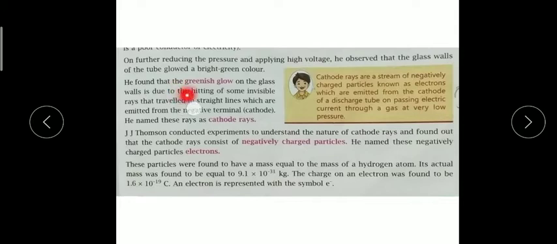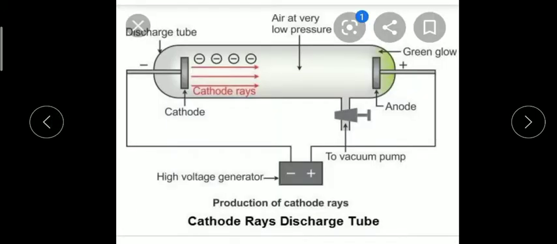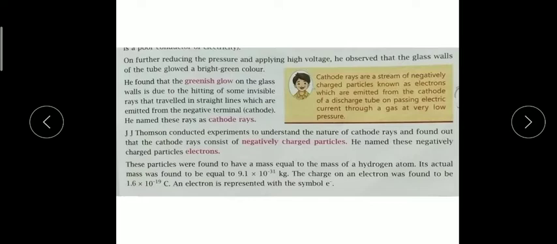He found that the greenish glow on the glass wall is due to the hitting of some invisible rays. So you can say these cathode rays are invisible rays emitted from the cathode electrode, and when they strike the glass surface here, it glows green light. As they come from the cathode electrode, he named them cathode rays.